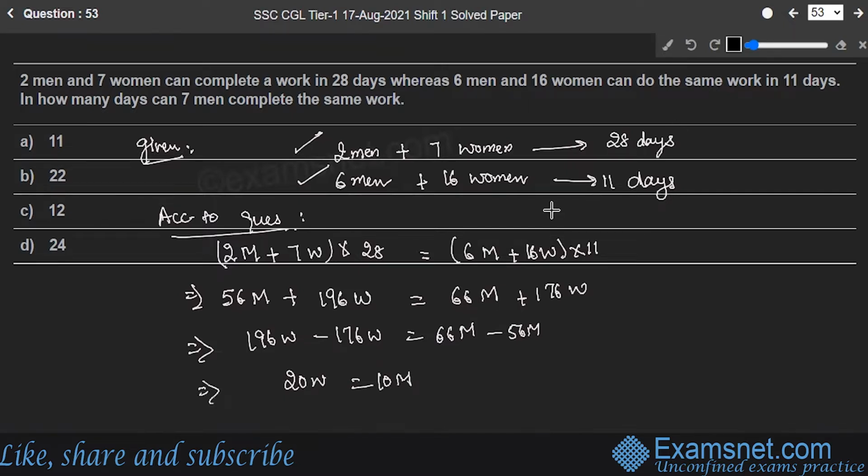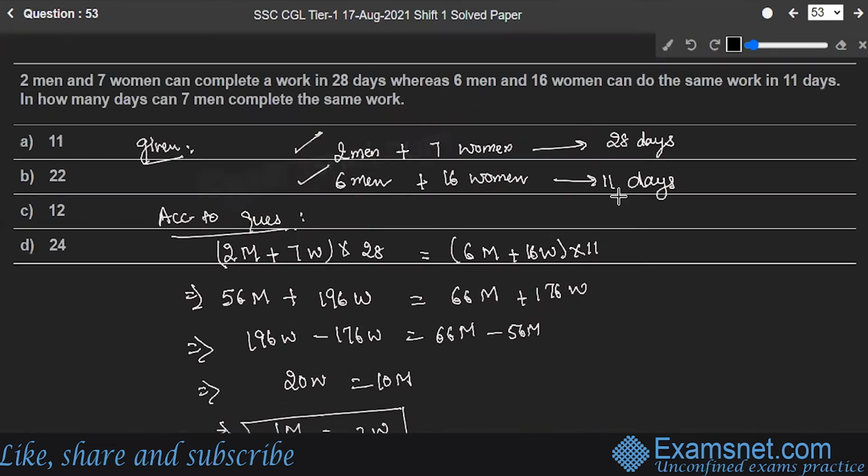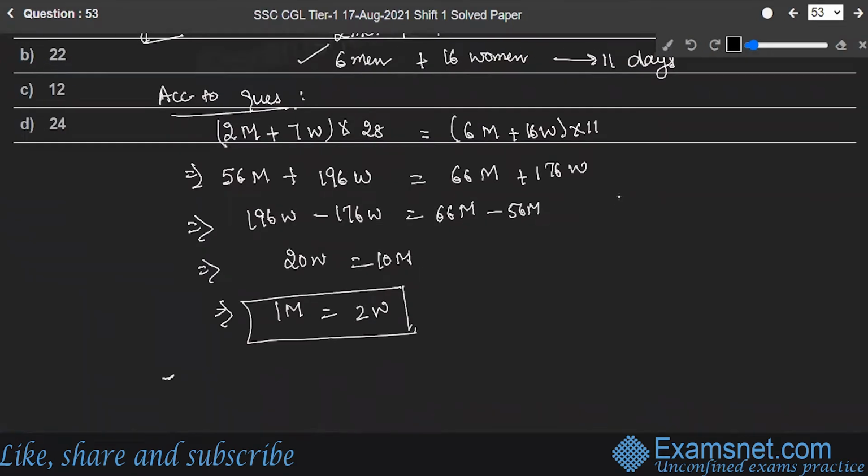Correct? So now this makes what? One man is equal to two women. Actually, what does this mean? The work done by one man is twice the work done by one woman. Okay, so here we have the relationship between the work done by men and women. In the starting, what we had in the question was that two men and seven women can do a work in 28 days. Let's write: two men plus seven women can complete a work in 28 days. We know one man is equal to two women.